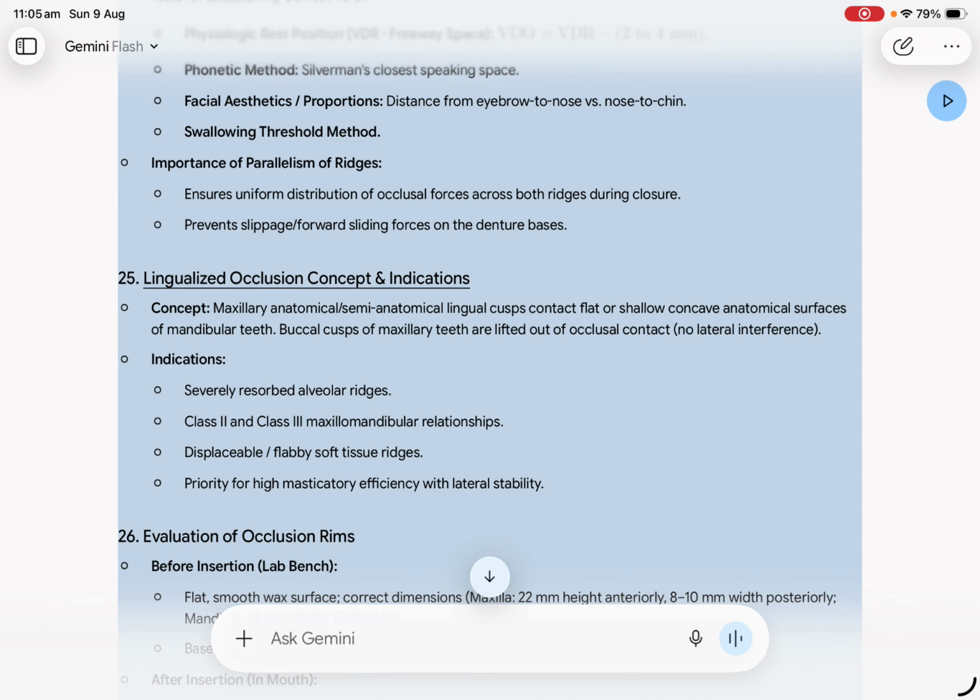25. Lingualized occlusion concept and indications. Concept.